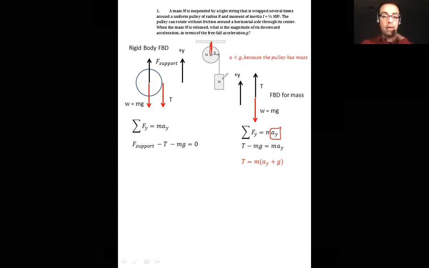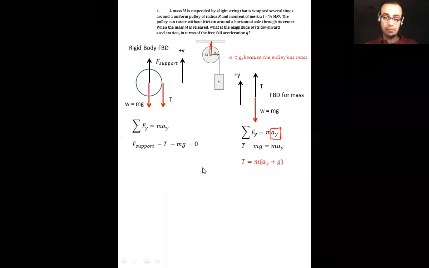Why? Because this body, this pulley as a body, does not accelerate. It does not peel off of the ceiling and fall down. The only thing that's falling is this mass. So we can say that the net force in the y direction, when we consider the pulley as a whole, is equal to 0. We can then rearrange that, and we say that the force of the support is equal to T plus mg.